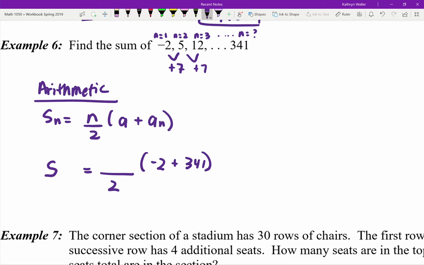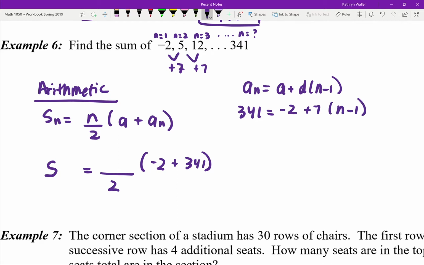Someone tell me how I'm going to find that n. Use the other formula, just like I did before, right? So everybody write a sub n equals a plus d times n minus 1. We already knew that a sub n was 341. That's my nth term. Is equal to the first term, which is a negative 2. What do I keep adding every time? 7 times n minus 1. Now I can find my n.